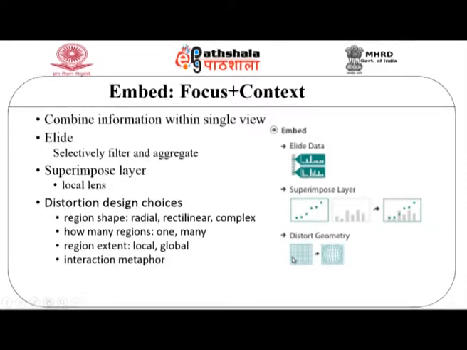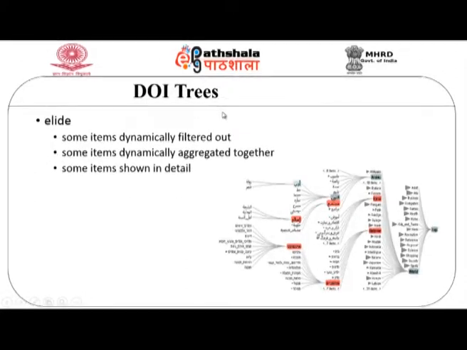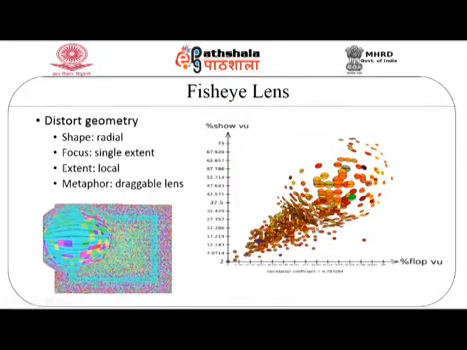and we try to represent the interaction metaphor also. So this is a DOI tree which is represented here, wherein some items are being dynamically filtered out and some items are being dynamically aggregated together, whereas some other items are shown in detail. So this is an example of a DOI tree.